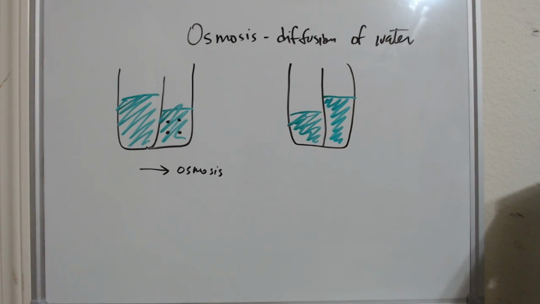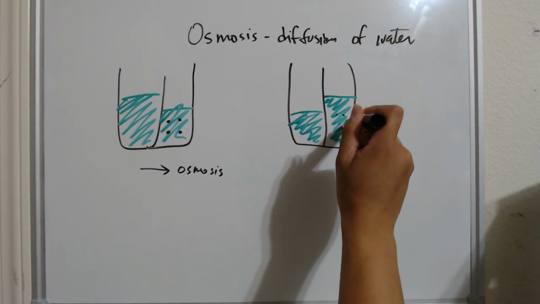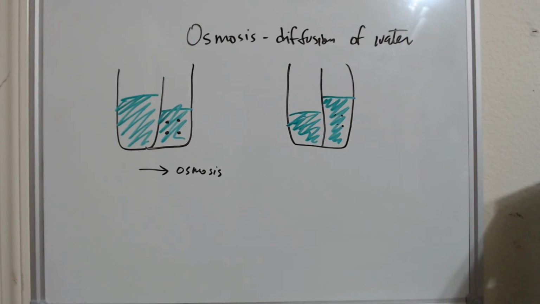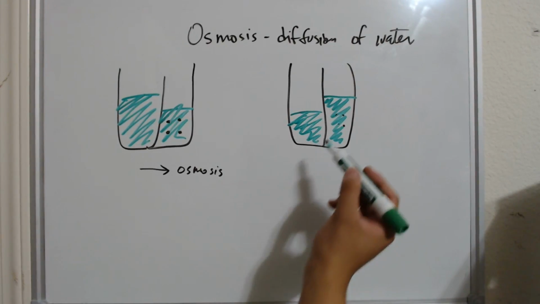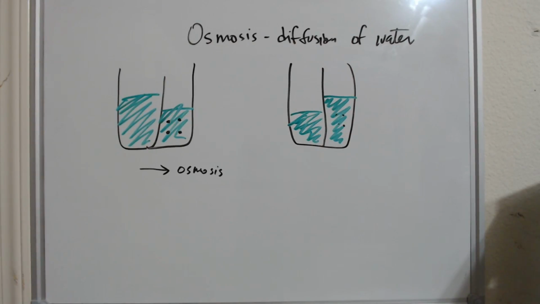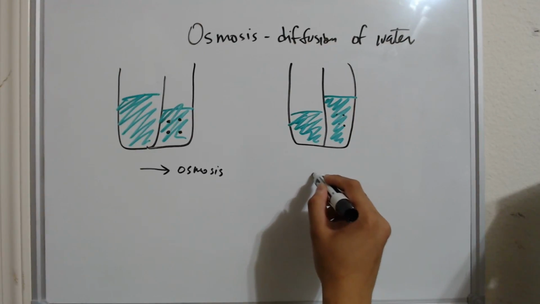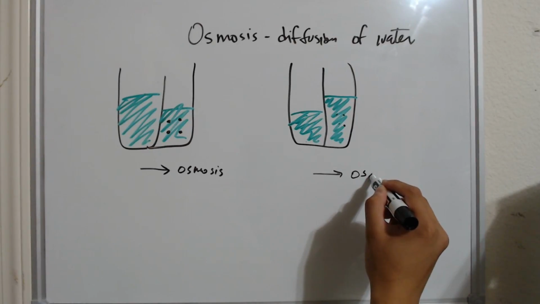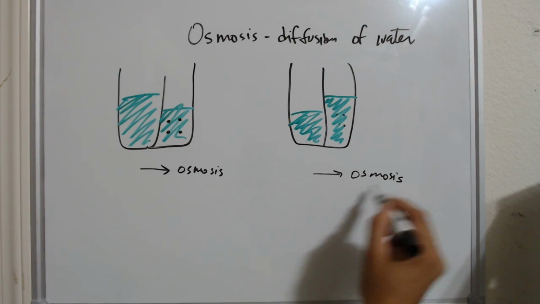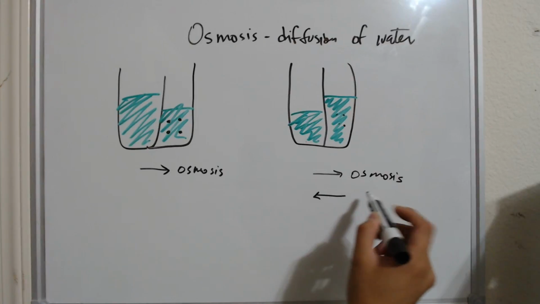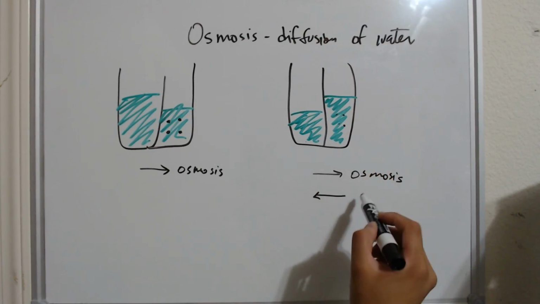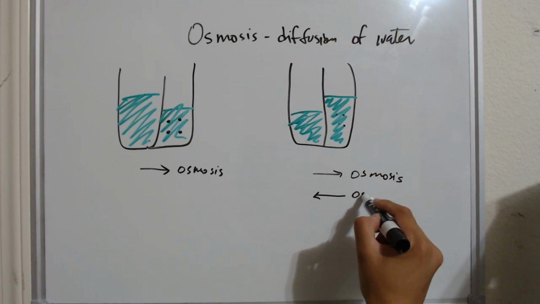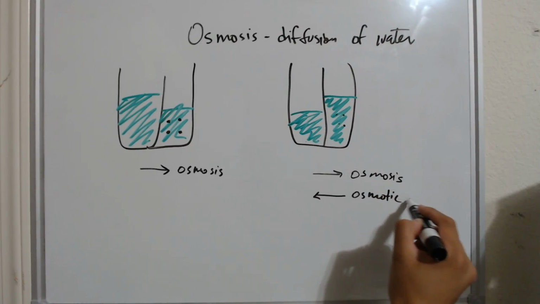Now the water levels are not the same, but why is it at equilibrium like this? That's because of the solutes here. There is an osmotic pressure. So there is movement of water from here to here due to osmosis. That's due to the gradient. And there's also an equal amount of movement from here to here of water due to osmotic pressure.